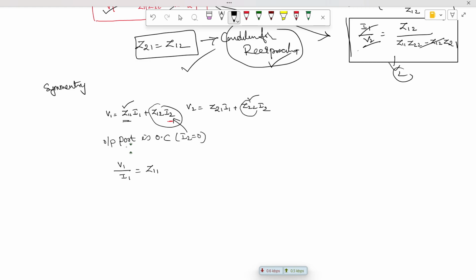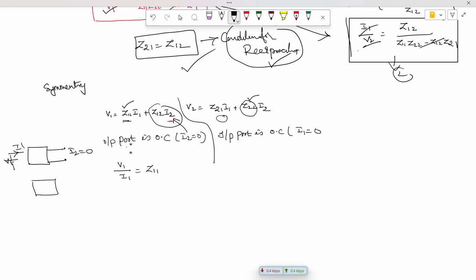Here I require the Z22 value. How can I get Z22? By making this term 0. How can I make I1 as 0? You just see that the input port is open circuited. Whenever it is open circuited, current I1 becomes 0. So you have a two-port network with V1, I1, and the output we are going to make open, I2 is 0.